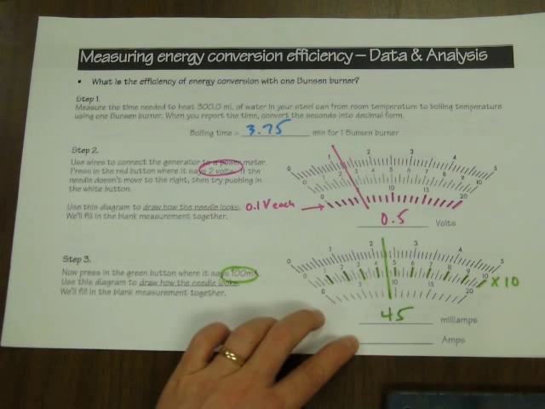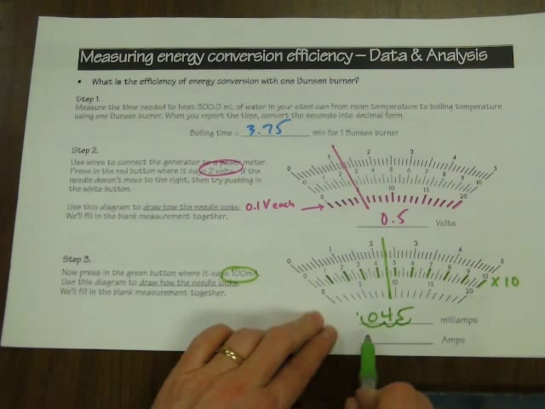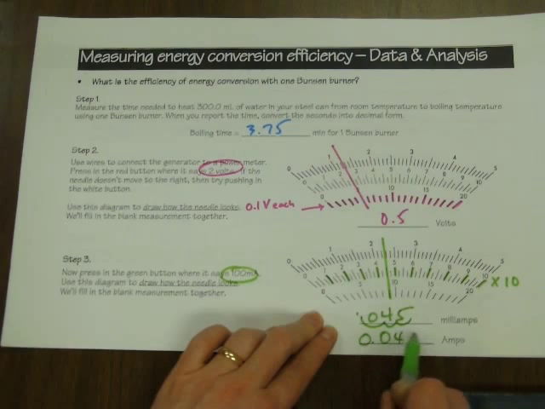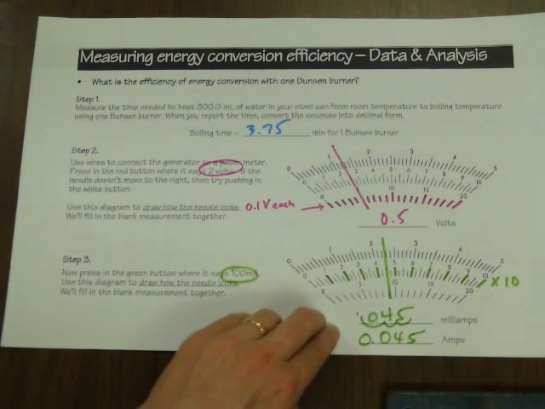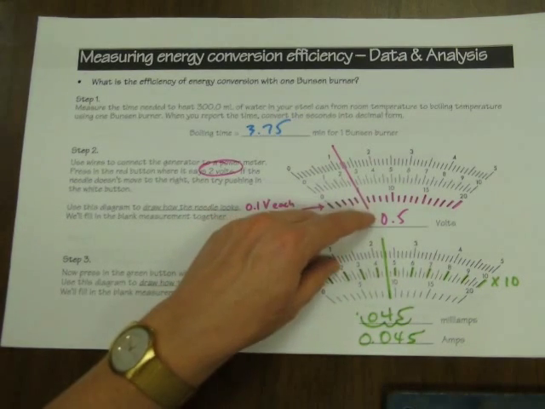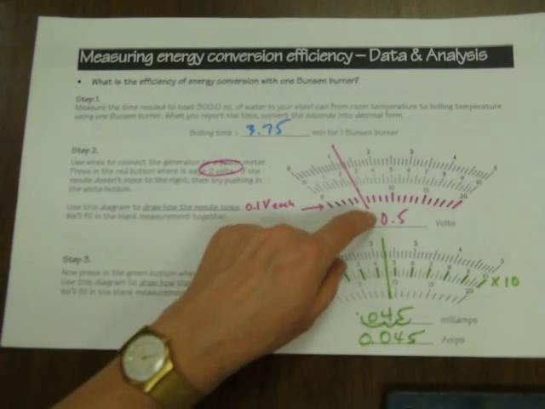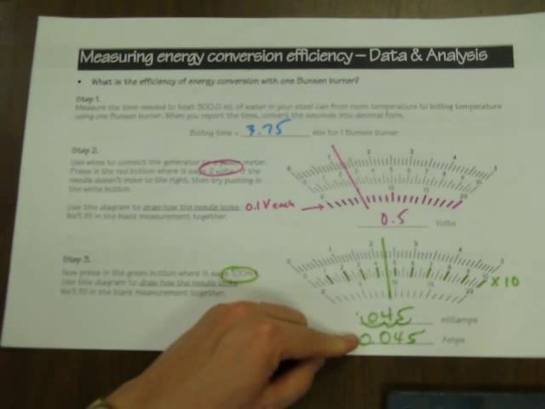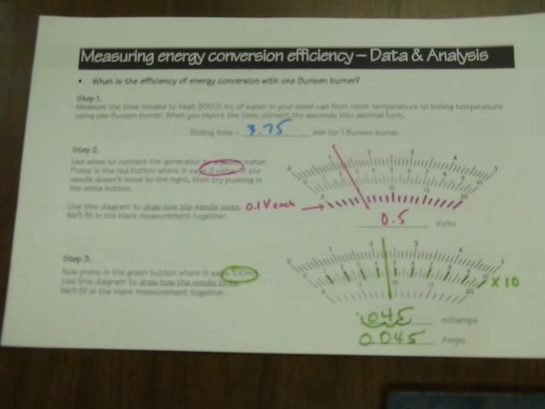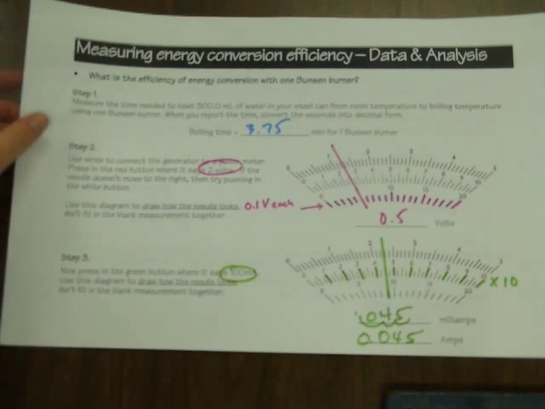If I convert that into amps, that's the same thing as dividing by 1,000 or moving the decimal point 3 places to the left, 0.045 amps. So when I was running the generator, I was making 0.5 volts of electrical potential and a current of 0.045 amps. So now let's put this into terms that we can compare, the input and the output.